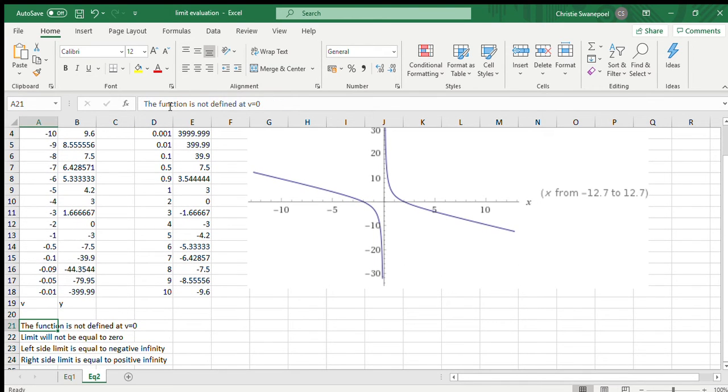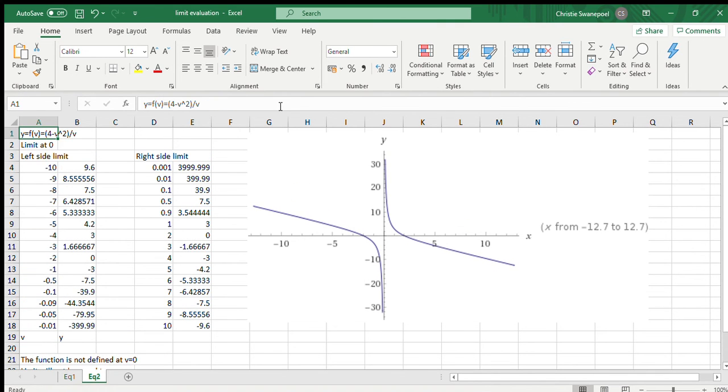So what can you say of this function? The function is not defined at v equal to 0. That's because we cannot divide by 0. That means the limit at 0 will not be equal to 0. The limit from the left is equal to negative infinity, and the right side limit is equal to positive infinity.